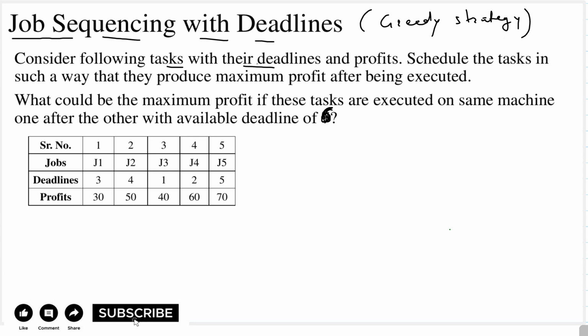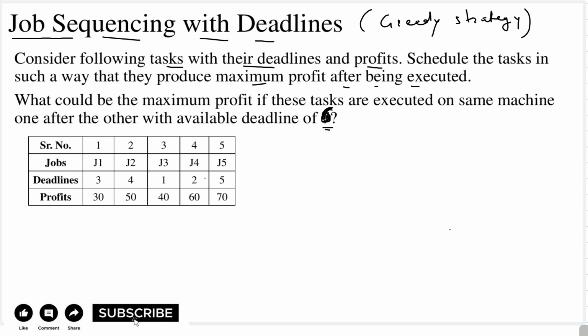So some tasks are given to the computer, and each task will take some time. Some deadline is there for each task, and the profit per task is also given. Now the aim is to schedule the tasks in such a way that they produce the maximum profit after being executed. What could be the maximum profit if these tasks are executed on the same machine one after the other with an available deadline of 6?